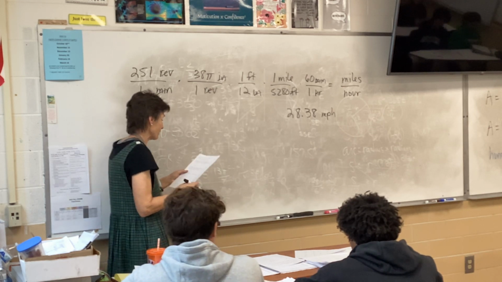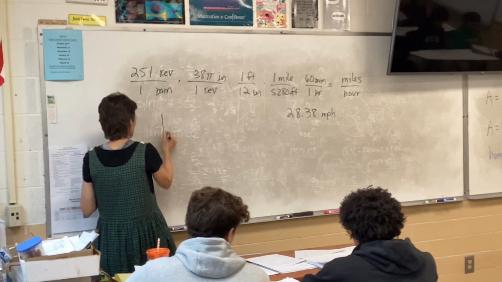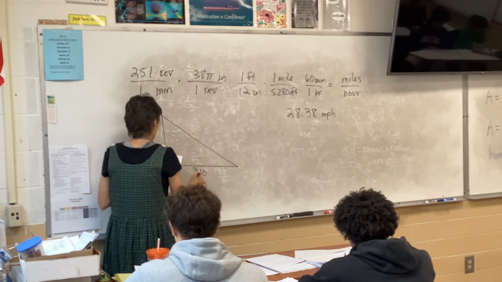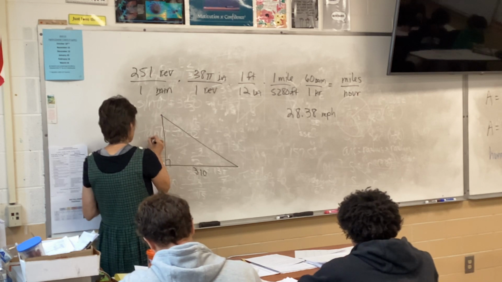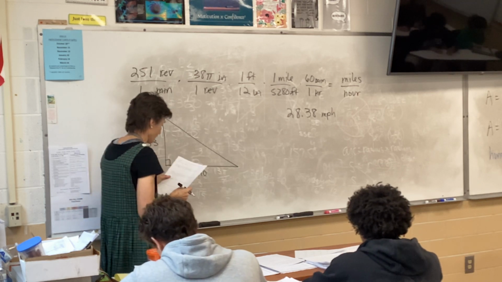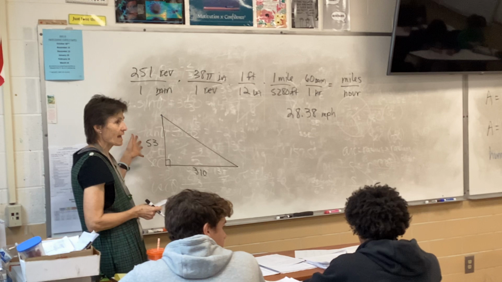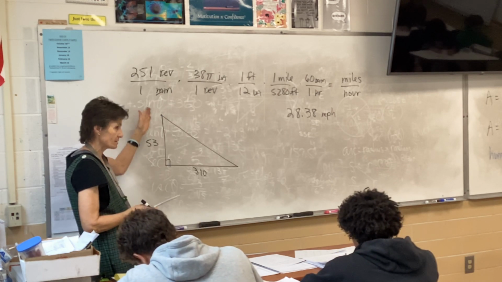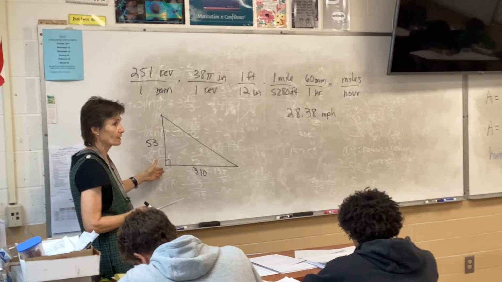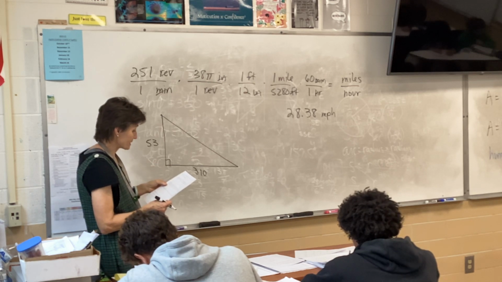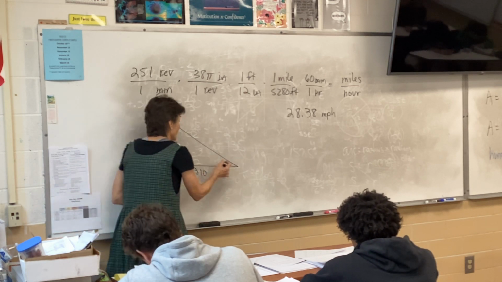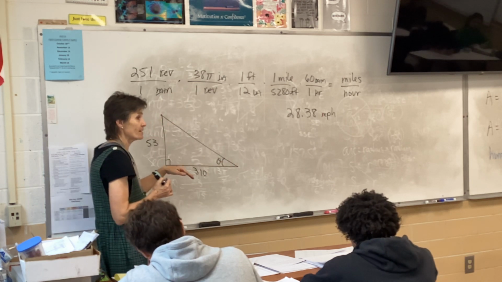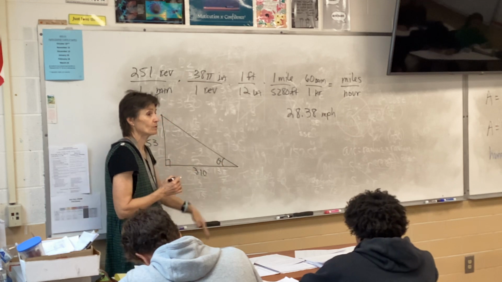All right, number 7. Parker is standing 310 feet from the base of a tree that is 53 feet tall. Does that picture make sense to you? Remember, you can always assume the tree is straight up. Find his angle of elevation. This is the angle of elevation. The angle of elevation is always measured with the horizontal.